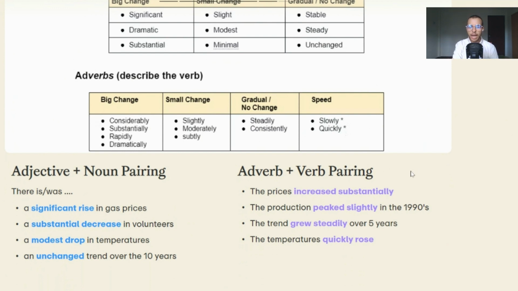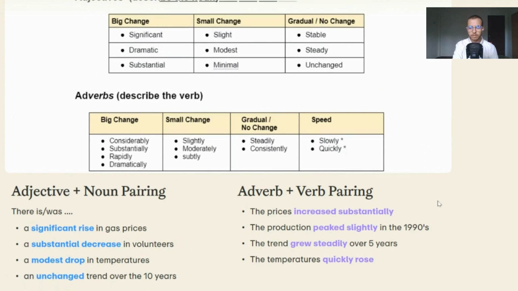Now let's look at our adverbs and verbs. The prices increased substantially. The production peaked slightly in the 1990s. The trend grew steadily over 5 years. And the temperatures quickly rose.